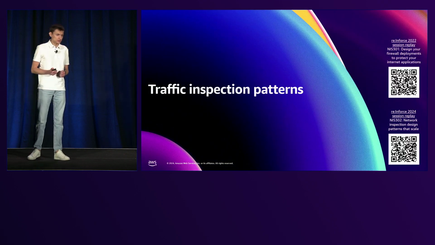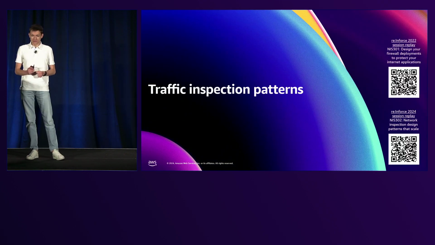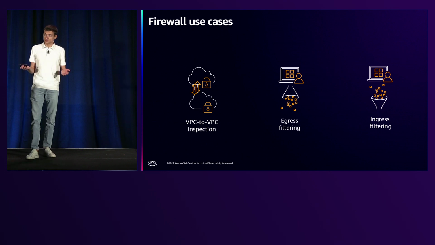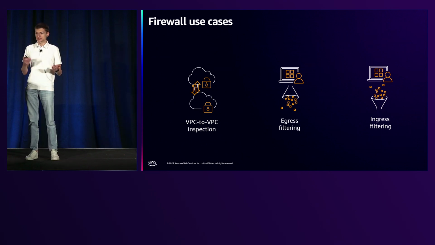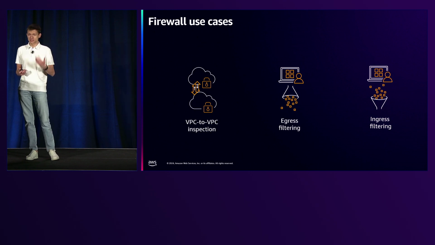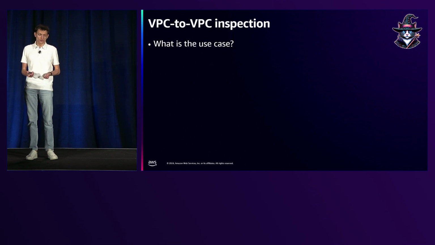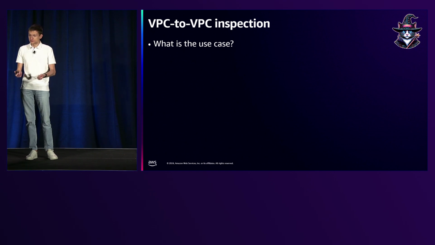All right, let's talk about probably my favorite topic with customers, which is traffic inspection patterns. There are typical use cases for a firewall. The first one would be VPC to VPC inspection, or sometimes referred to as east-west inspection, then egress filtering, and ingress filtering. Let's take a look at every one of those. So for east-west, the thing I would like you to think about is what would be the actual use case. What is the security outcome that you want to achieve? If you put a firewall, what exact configuration are you going to deploy?